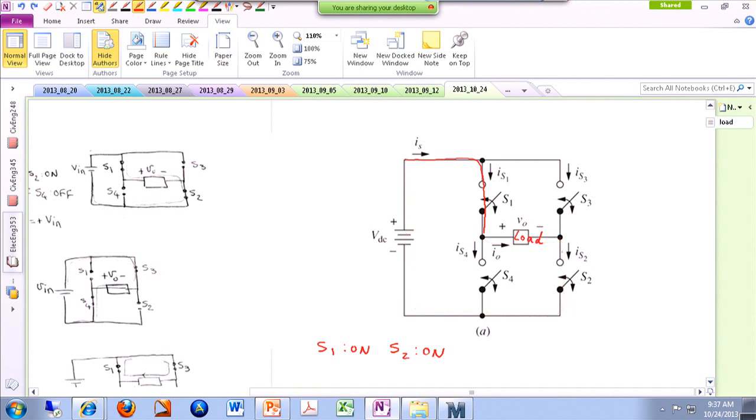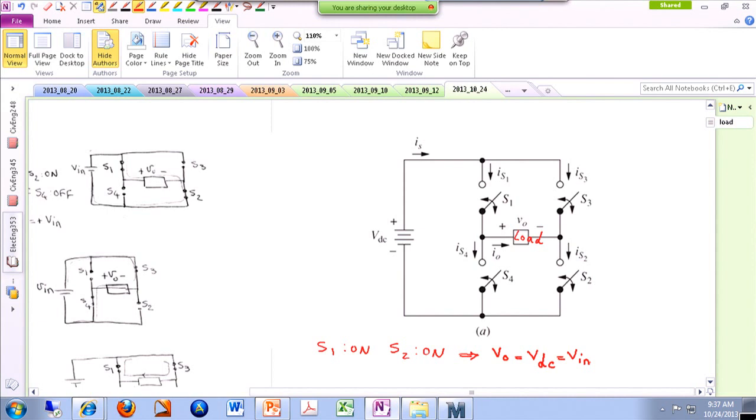So let me just erase this and then continue writing. VDC, or in my notes, I'm using Vin as the input source voltage. All right, so this is one possibility. So sometimes we can apply positive voltage to our load.